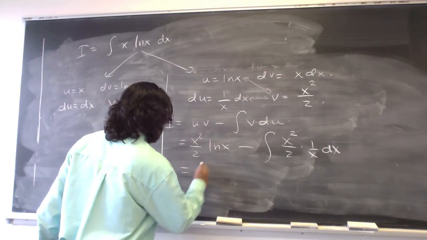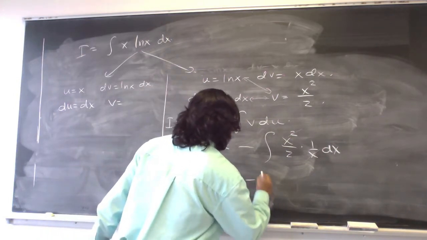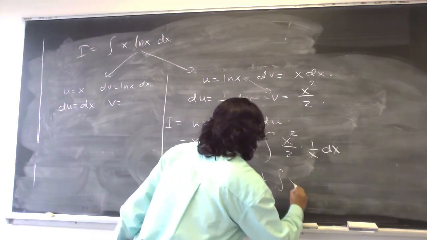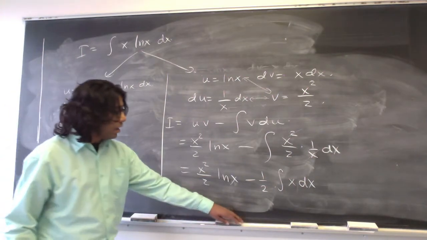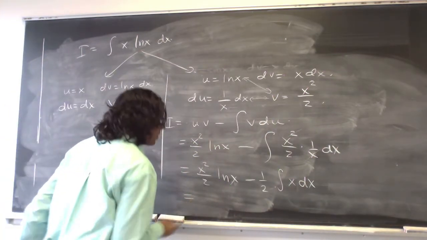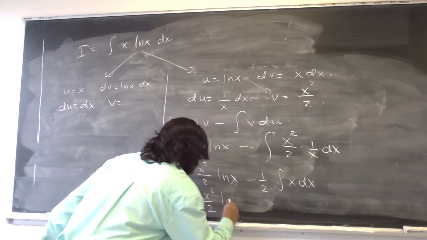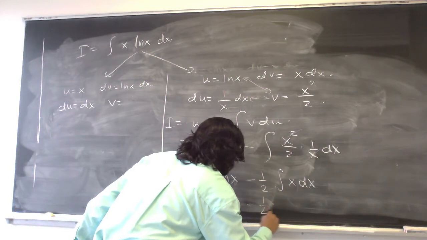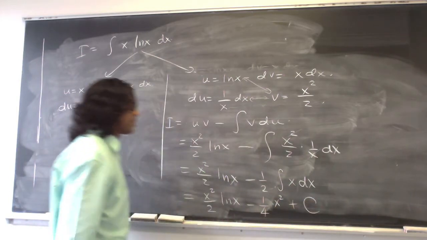So here you have x squared over 2 times the natural log of x minus, half comes out, integral of x dx. Okay, and we know the integral of x is x squared over 2. So the final answer is x squared over 2 natural log of x minus 1 over 2 x squared plus the constant of integration.